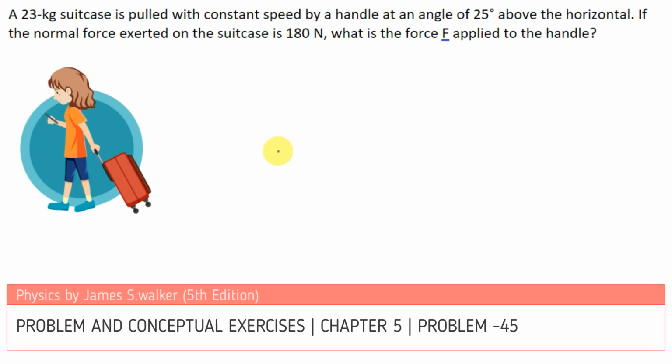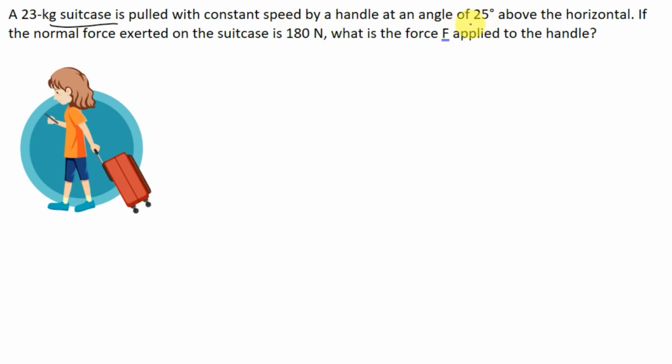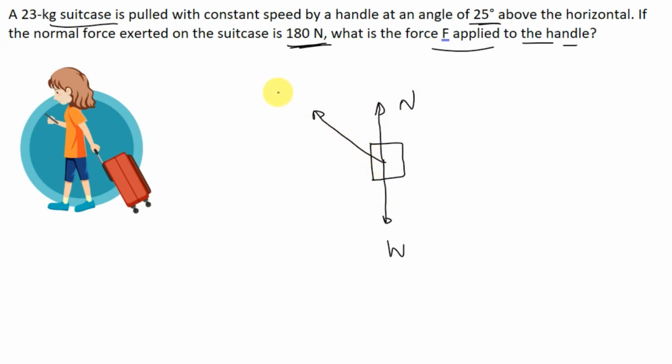Now in this question it says that a 23 kg suitcase is pulled with a constant speed by a handle at an angle of 25 degrees above the horizontal, and if the normal force exerted on the suitcase is 180 Newton, then we have to find the force applied on the handle. So this is our suitcase and I'll be making the free body diagram. The weight force would be acting in the downward direction, W, the normal force in the upward direction, N, and this is the force F applied on the suitcase at an angle 25 degrees above horizontal. So this is the scenario. Now we have to find the force applied, F.